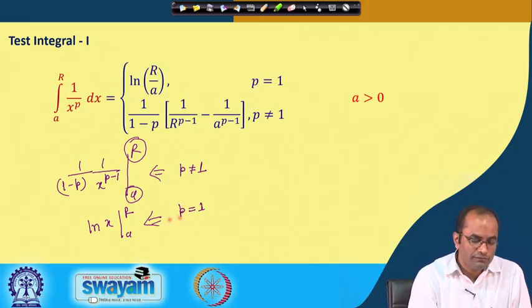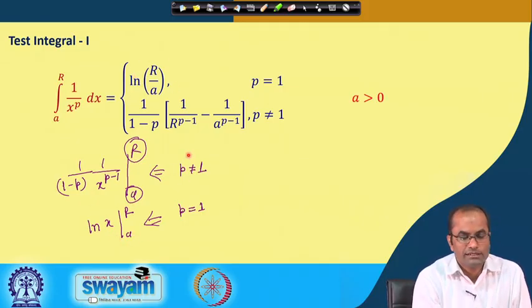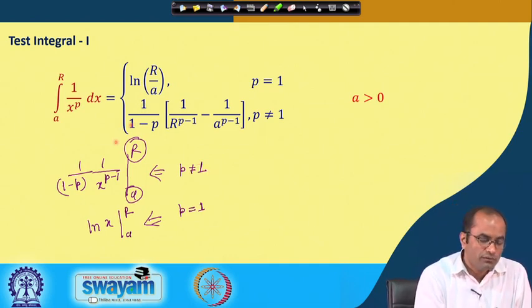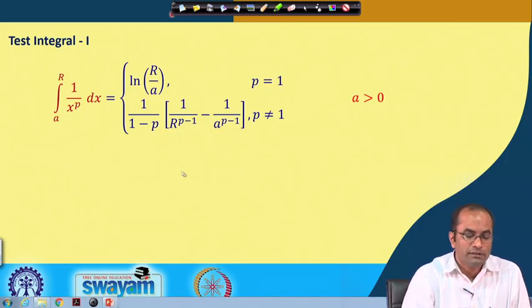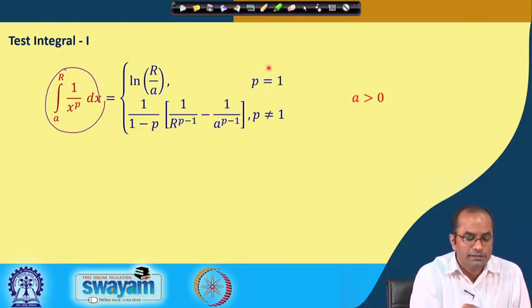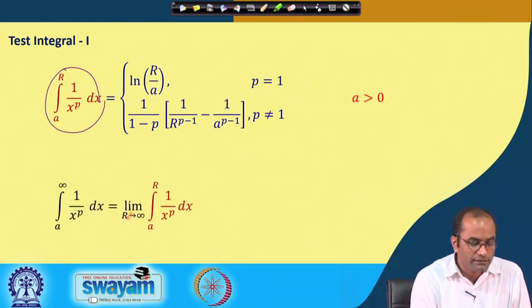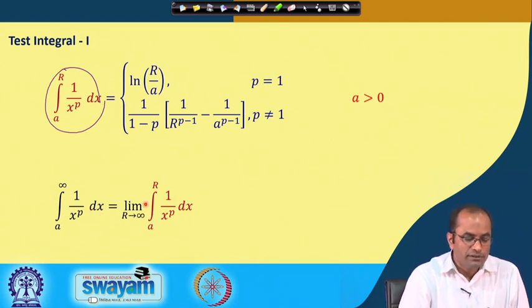So, for p equal to 1, we have ln r minus ln a, which is ln of r over a. In the second case, when p is not equal to 1, we will get 1 over 1 minus p, and then 1 over r power p minus 1, and then minus 1 over a power p minus 1. So, these are the integral values for a to r, and now we will see what happens when we take r to infinity. Basically our test integral is from a to infinity of 1 over x power p dx. We have already evaluated this, now we will put the limit.